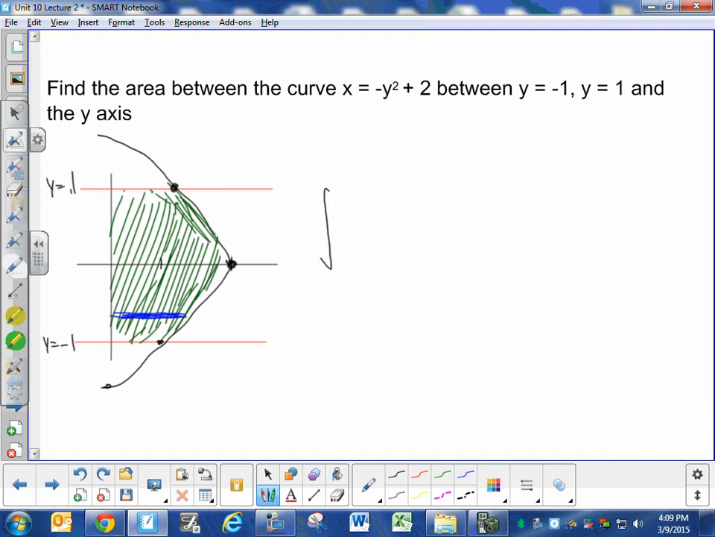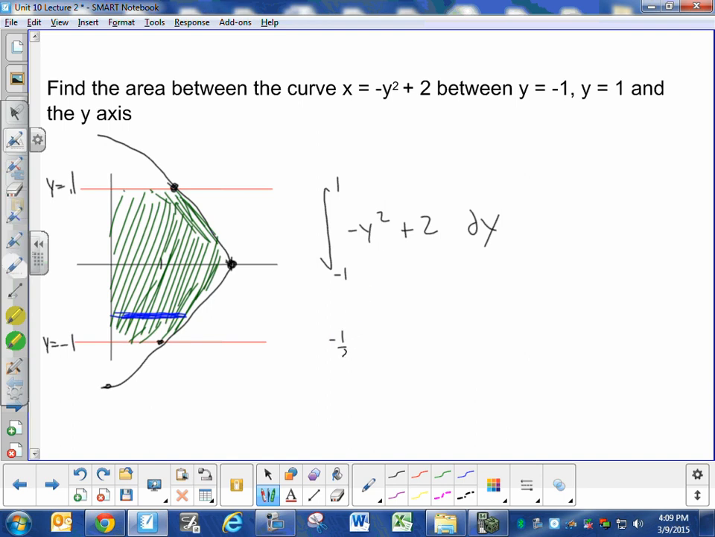We can write it out. So it would be the infinite sum of a bunch of skinny rectangles that would have widths. That would be this x-coordinate, which is determined by negative y squared plus 2, and this would be with respect to y. A lot easier than an integral from 0 to wherever this x-coordinate is, and then another integral for this top piece and this bottom piece. And you can calculate that.